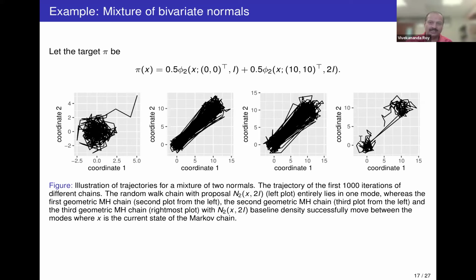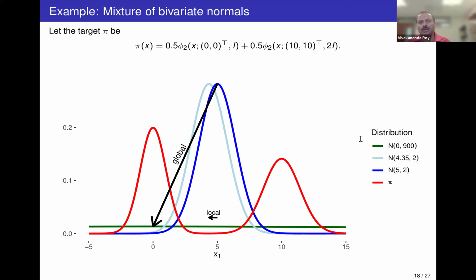Whereas all the other choices, the geometric proposals, for all these three choices of G, they are able to find both the modes in less than 100 iterations. So here is what is going on. I wanted to show why this geometric proposal works. The red is my target. Blue is my starting proposal of the random walk, which is a normal. Again, this is the univariate version of it. I'm just considering the first coordinate.